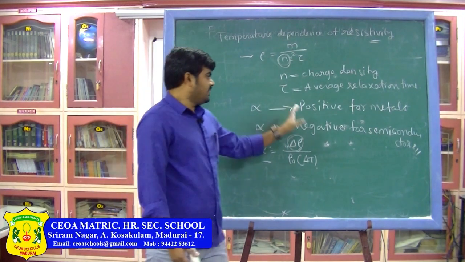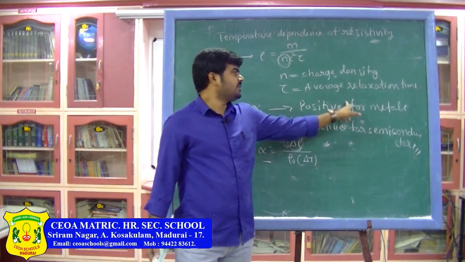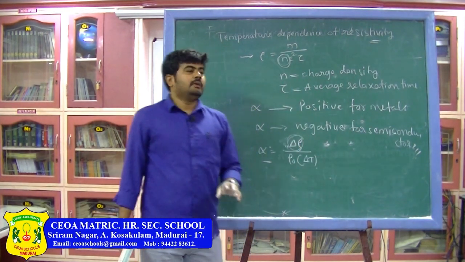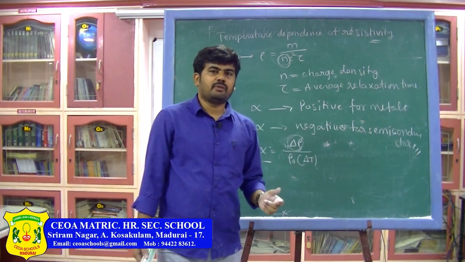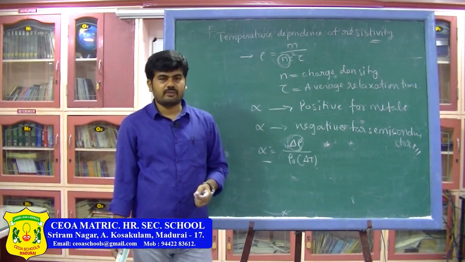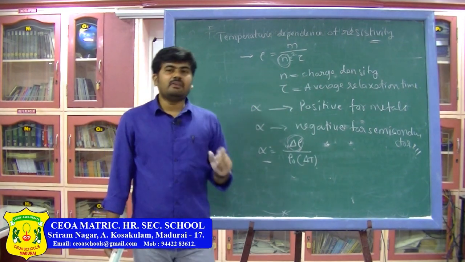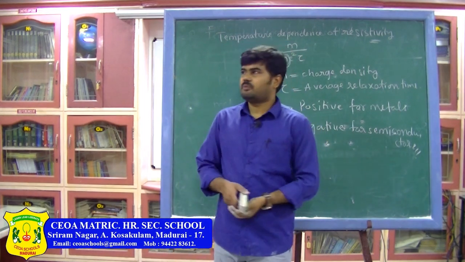So remember the definition and this variation of resistivity with temperature for different materials, and mainly the materials manganese, constantan and nichrome, why they are preferred in making the standard resistors. The reason is they have very weak dependence of resistivity on temperature. That is the concept. Now let us see temperature dependence of resistance.